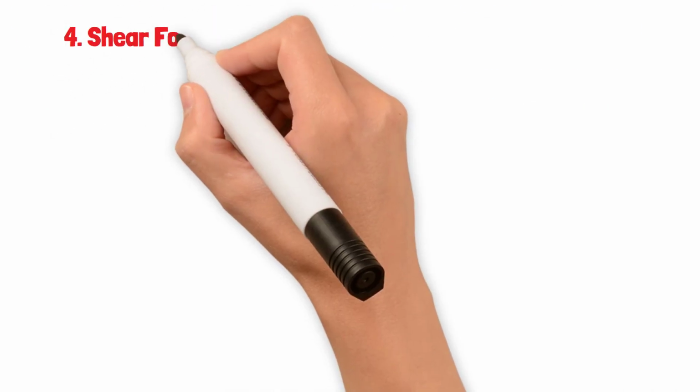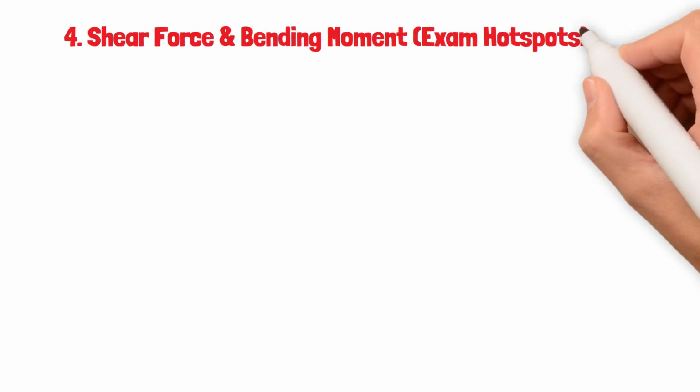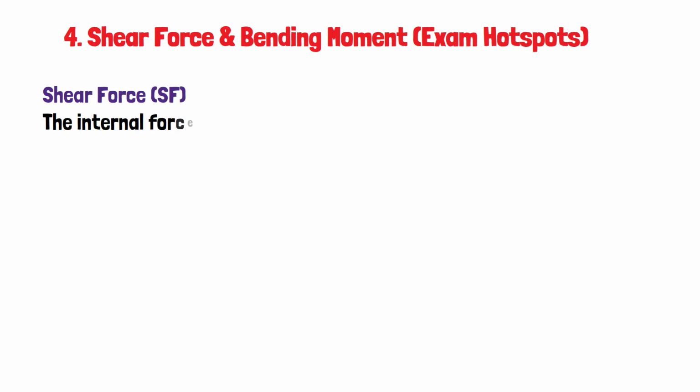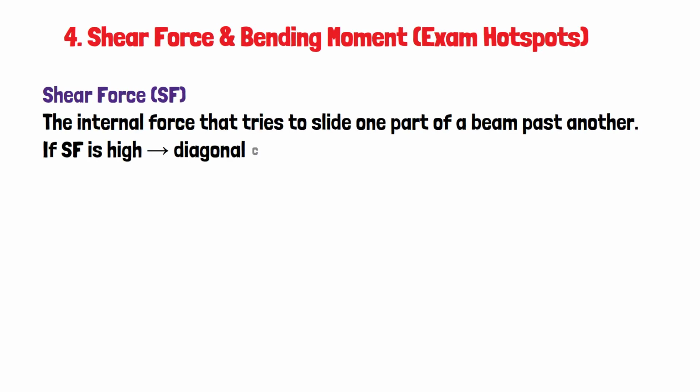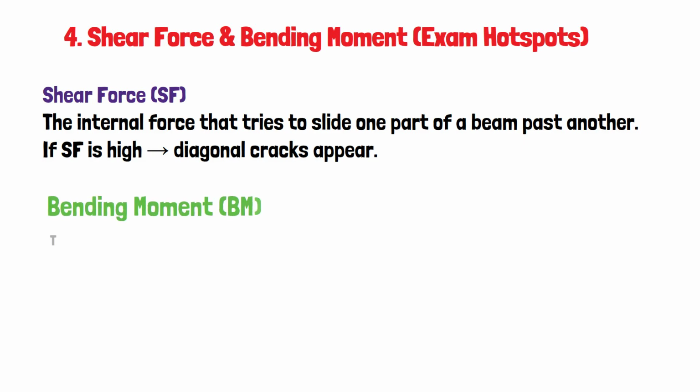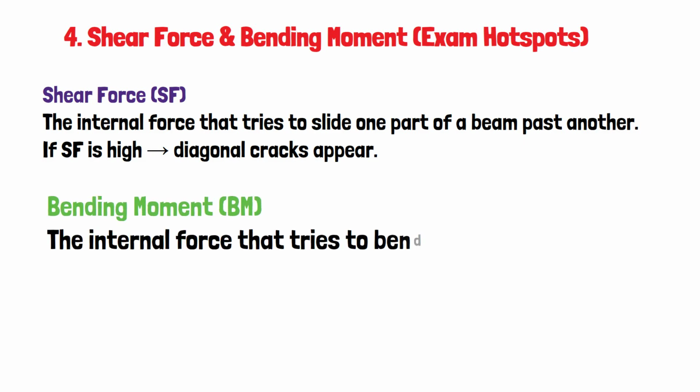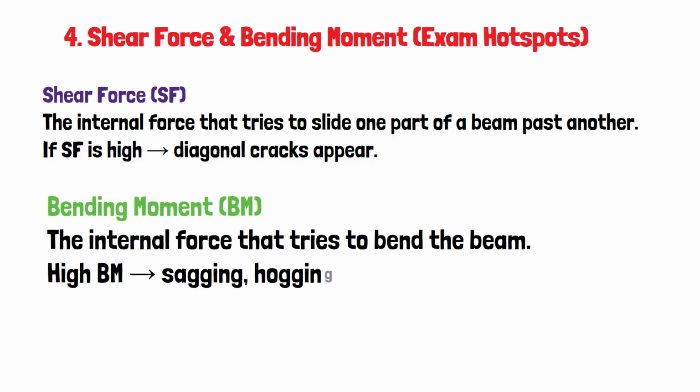4. Shear force and bending moment, exam hotspots. Shear force, SF, the internal force that tries to slide one part of a beam past another. If SF is high, diagonal cracks appear. Bending moment, BM, the internal force that tries to bend the beam. High BM: sagging, hogging, possible failure.